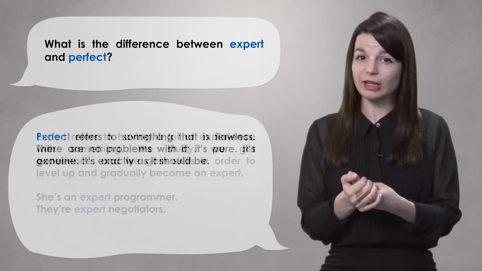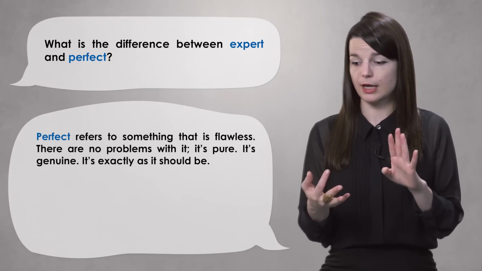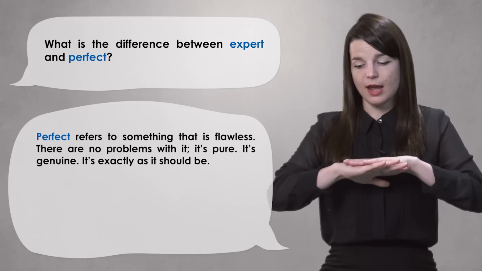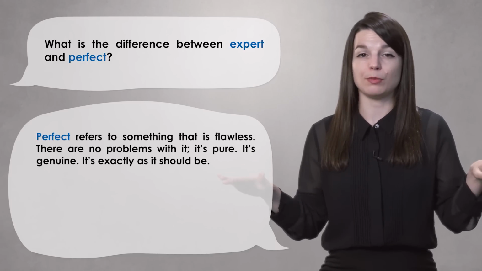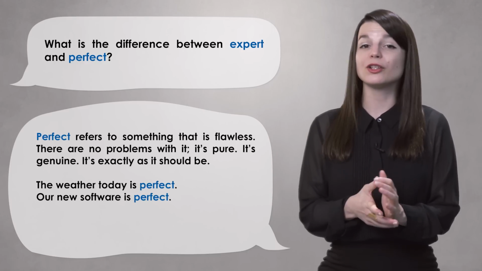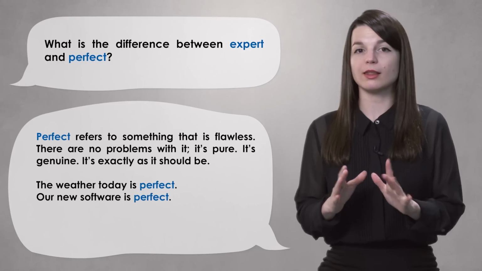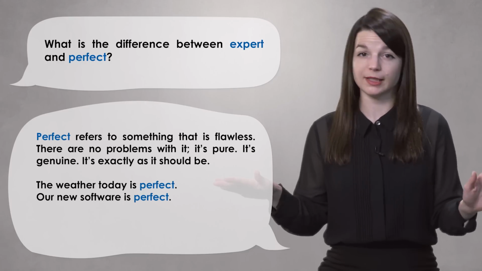The word perfect, however, means something that is flawless. There's no problems with it. It's like pure, it's genuine, it's exactly as it should be. So for example, the weather today is perfect. Our new software is perfect. So we use perfect to mean things that don't have problems at all.